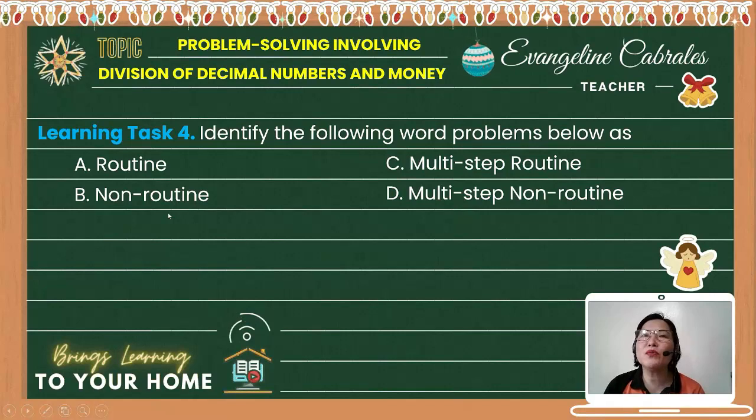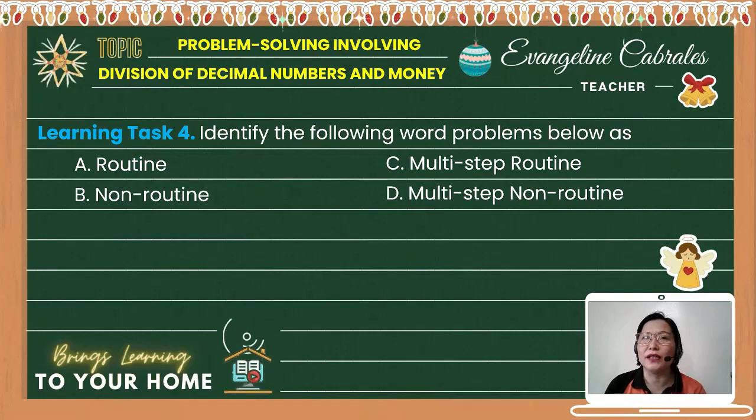Halimbawa, kung ang una mong naisip na operation ay multiplication at sinolve mo siya, and then naisip mo na, pwede rin naman pala akong mag-add. O, nag-add ka, pwedeng i-add, pwedeng i-multiply. So, isang operation pero magkaiba. Pero isa lang ang gagamitin mo sa pag-solve ng problem. At isa lang ang solution, yon ay non-routine. Okay?